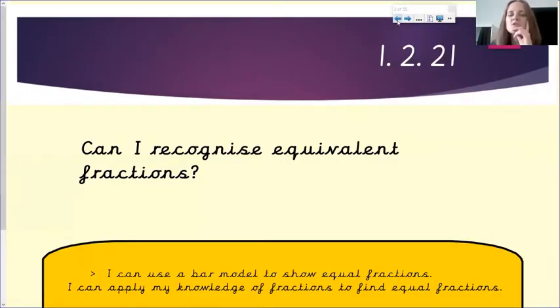Okay, as mentioned, we're going to be looking at what an equivalent fraction is. So I want you to say that with me. Equivalent fraction. Equivalent fraction. And you may notice that it sounds like the word equal, and that is important. That's something I want you to remember, what the word equal means.